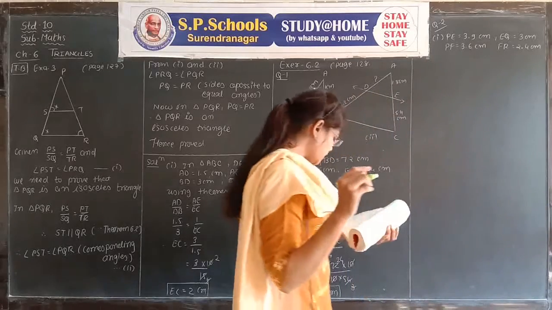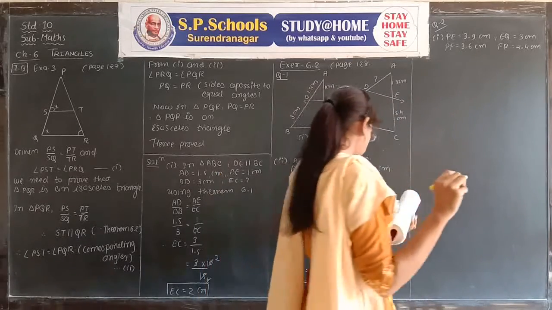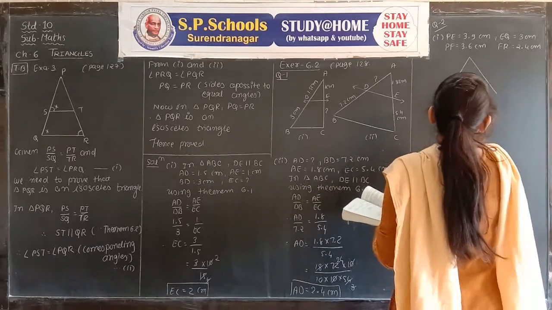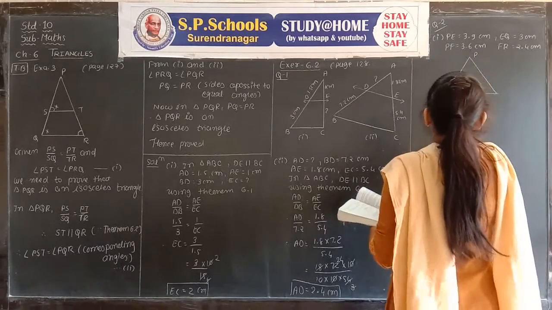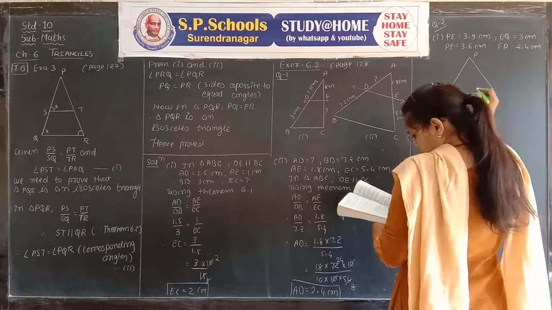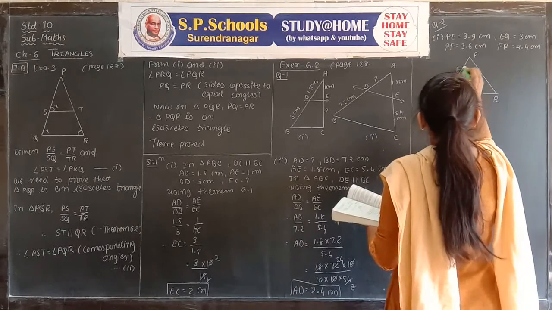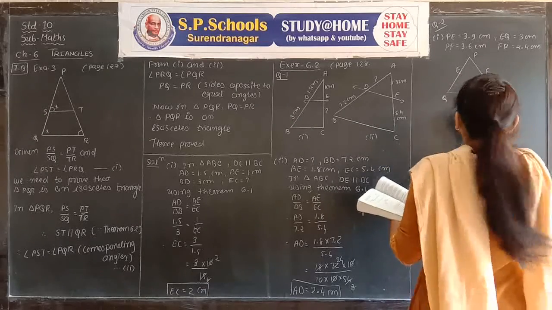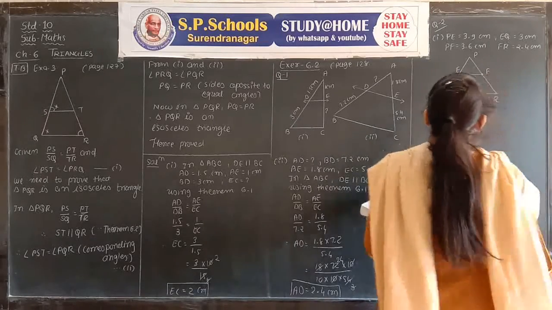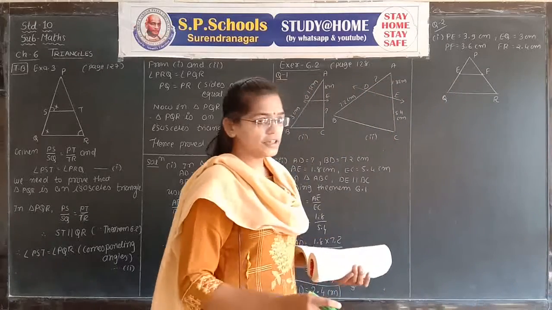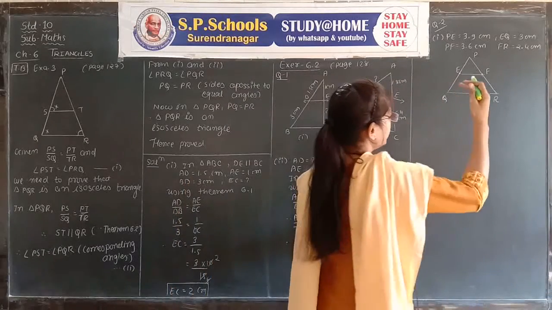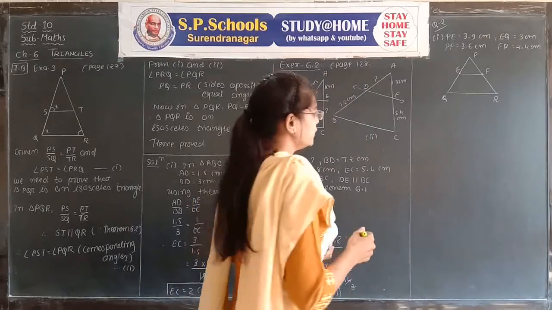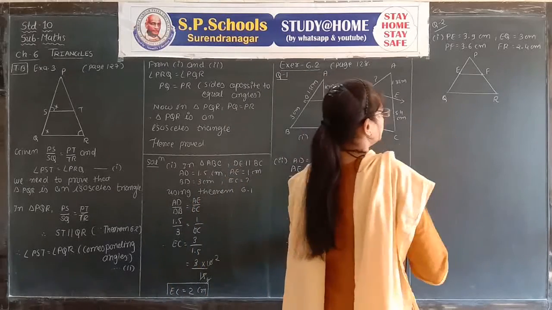The question says that E and F are points on the sides PQ and PR. Draw one triangle PQR. E is on PQ and F is on QR. We want to check whether EF is parallel to QR or not. If the ratios PE upon EQ and PF upon FR are the same, as per our theorem 6.2, then we can say that EF is parallel to QR.